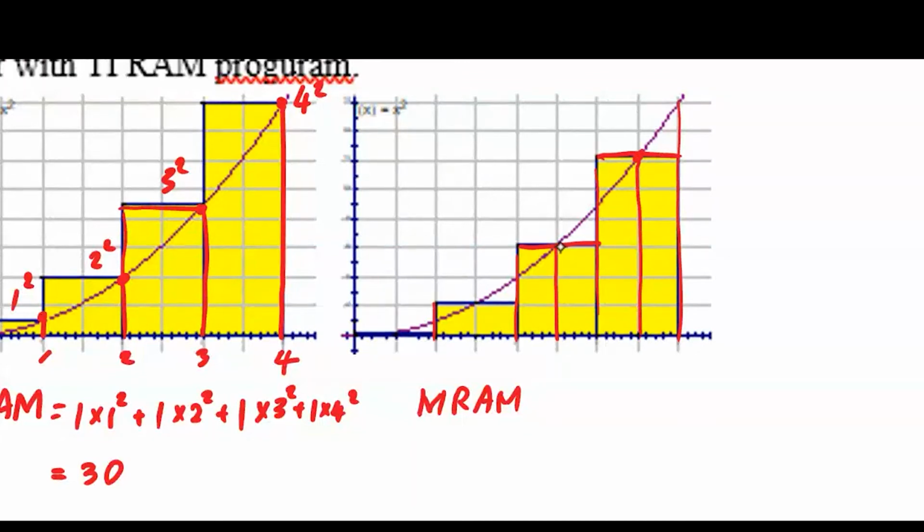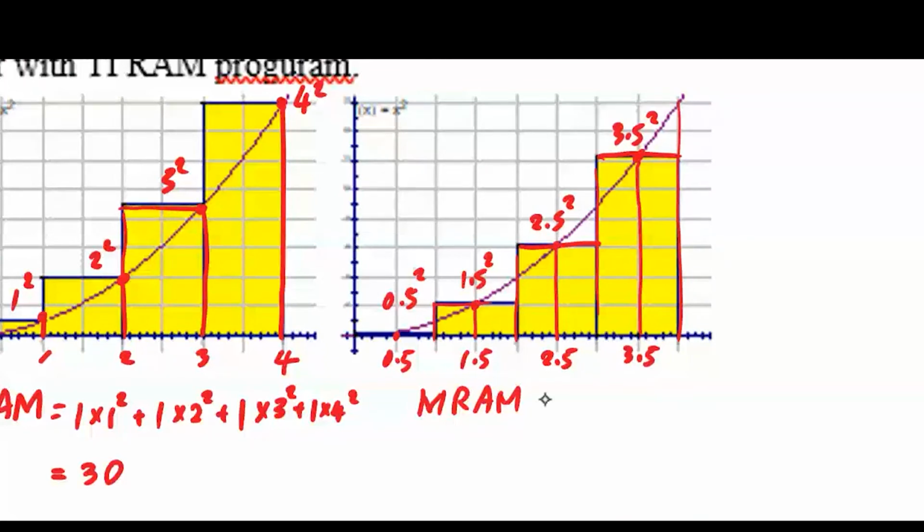This is the height. You draw it in a way that it goes through the middle. This is 0.5, this is 1.5, this is 2.5, and this is 3.5, isn't it? In our data points. So what we have is 0.5 squared, 1.5 squared, 2.5 squared, and 3.5 squared, isn't it?